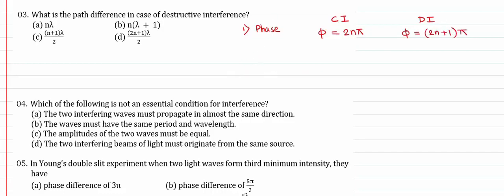Now, the relation between phase difference and path difference is given by phi is equal to 2 pi by lambda into delta x. Here phi is the phase difference and delta x is the path difference.